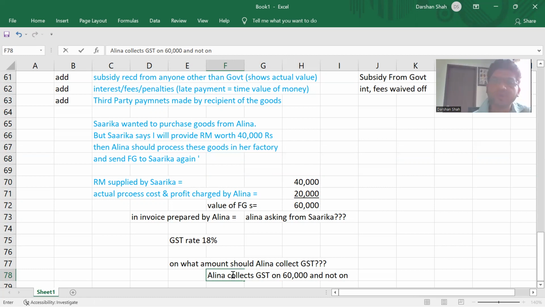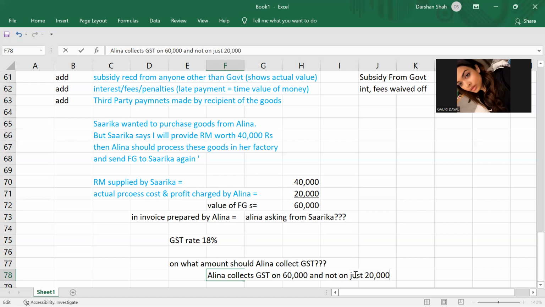No, we will collect GST on the value of goods, because the market value of finished goods is not 20,000. The market value of finished goods is 60,000. So Alina collects GST on 60,000 and not on just 20,000. See if this entire concept is clear.